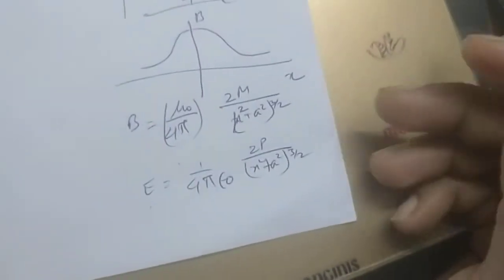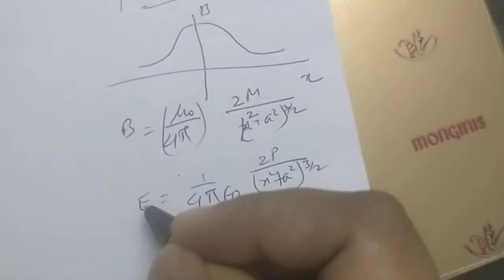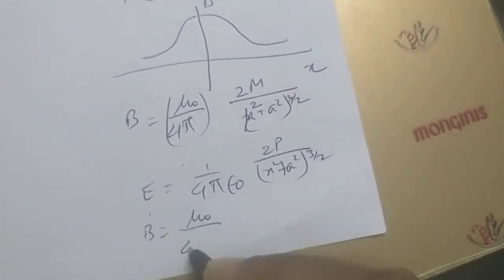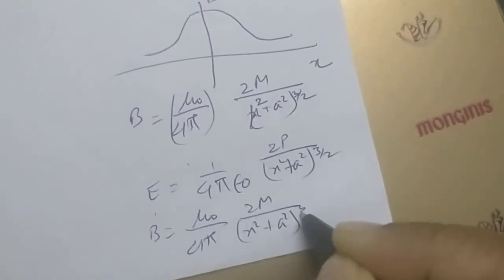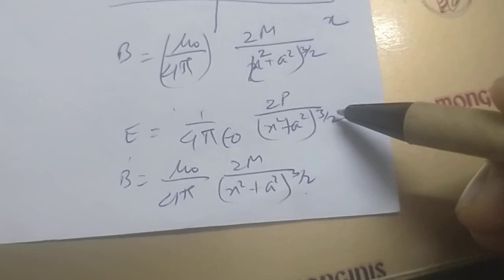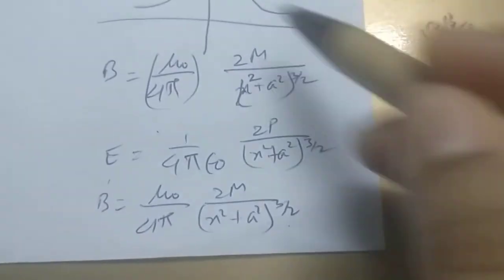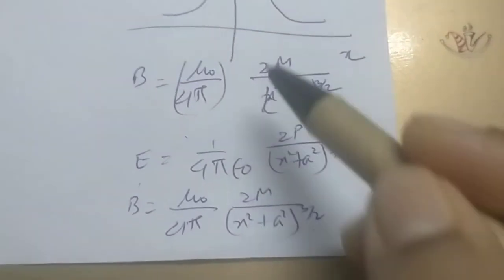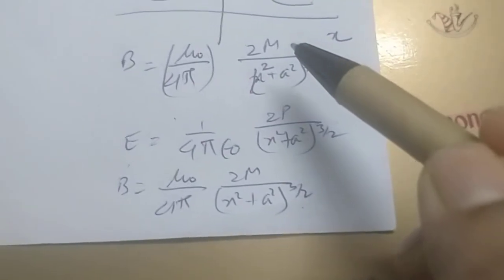And in magnetism, for the magnetic field along the axial line of a bar magnet, there we got μ0 by 4π, 2m upon x squared plus a squared raised to power 3 by 2. So on comparing, this is for a bar magnet, this is for the electric field along the axial line of an electric dipole, and this is what we found for a current carrying loop. You see it is quite similar. So on comparison, we can say that a current carrying loop is also acting like a magnetic dipole.